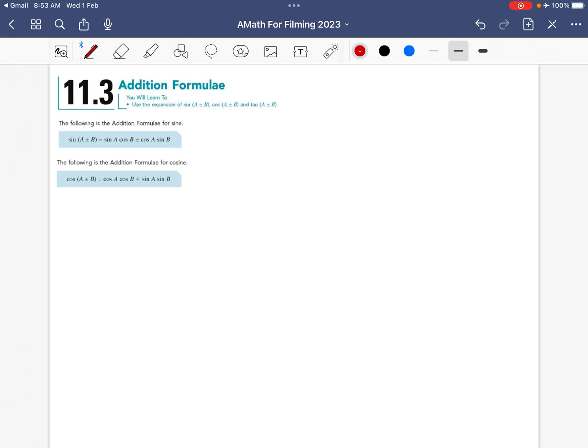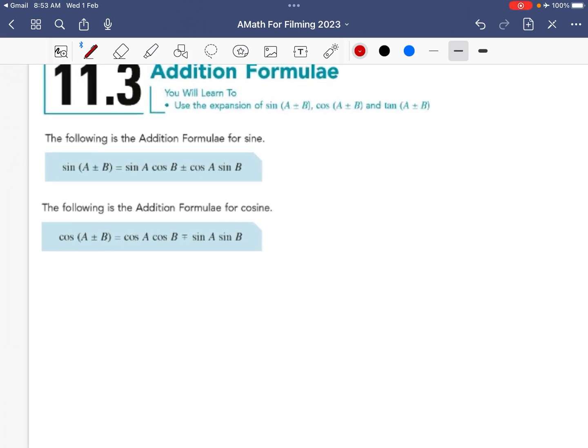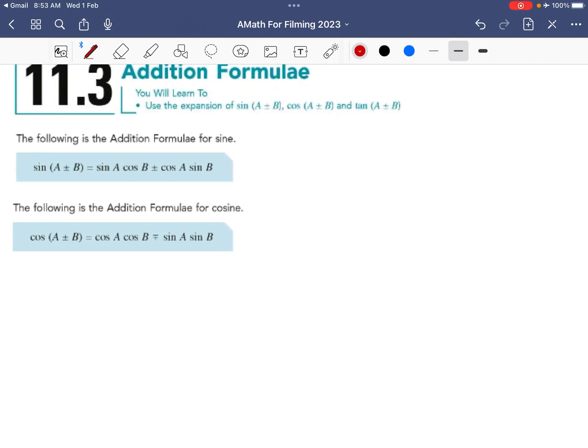Today we're going to be covering chapter 11.3, which is the addition formula. Though this formula is given inside the formula sheet as well, I just want you all to remember some things before you use the formula. So for example, let me go through the addition formula for sine A plus B.